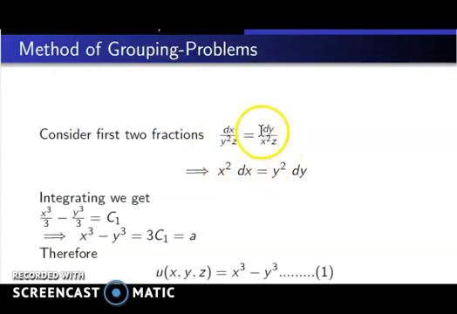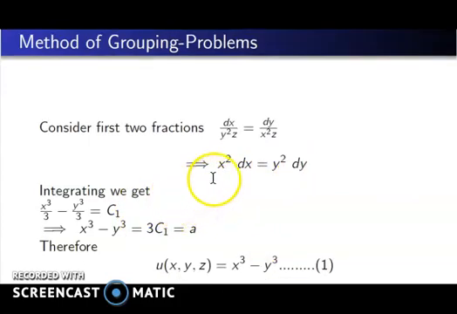dx by y square is equal to dy by x square. Now you have to separate the variables, so you can write x square dx is equal to y square dy. Now we can apply the integration. Integrating, we get integral of x square dx is equal to integral y square dy. Now integral of x square dx is x cube by 3. Then integral of y square is y cube by 3. So x cube by 3 is equal to y cube by 3 plus constant of integration is c1.